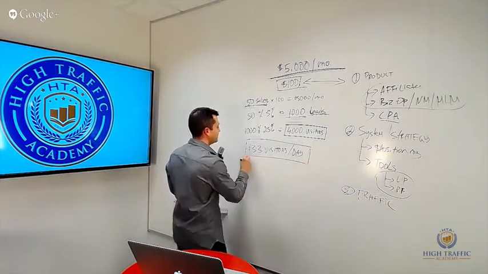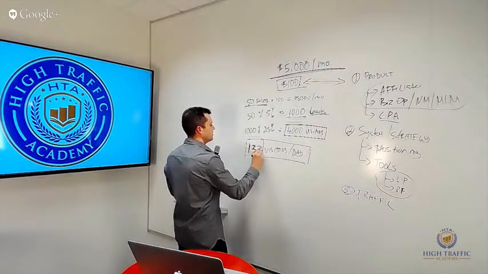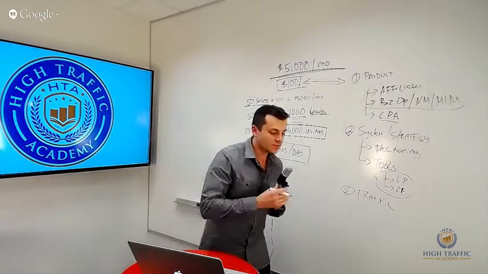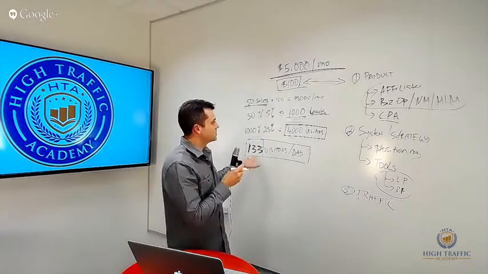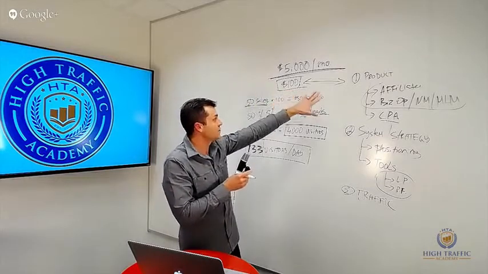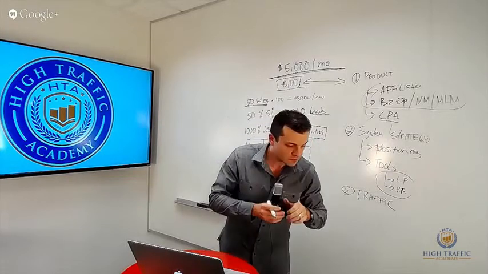So for me to hit $5,000 a month, and this is me being very, very conservative, I need to get 133 visitors a day, considering I'm promoting an offer that pays me $100 commissions per sale. You guys with me on this? Okay.